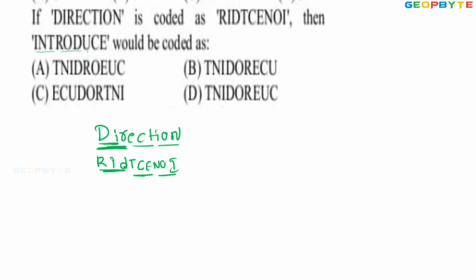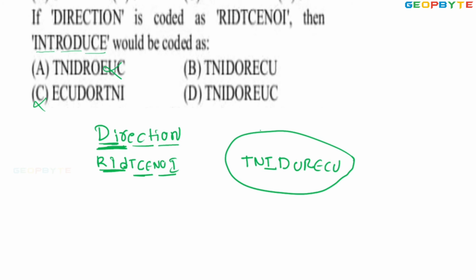INT ROD UCE. So same 9 letters. TNI. Where is the TNI? So first option, second option, last option satisfied. So C is wrong. So eliminate. ROD, DOR. TNI DOR. Where is the TNI DOR? TNI DOR B and A existing. So A is wrong. UCE, so ECU. This is the logic. So what is the option? B is the answer.